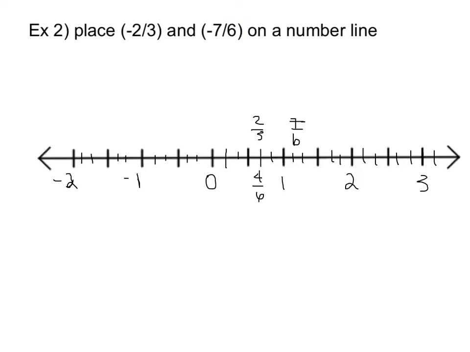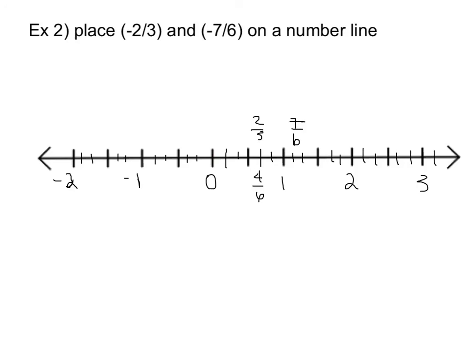I've already placed positive 2/3 and positive 7/6, even though that wasn't part of this problem. I know that negative 2/3 must be equal distance as positive 2/3. So if positive 2/3 takes up this much space, negative 2/3 must take up exactly the same amount of space going in the opposite direction. 7/6 is going to be the same thing. Since positive 7/6 takes up this much space from 0, then negative 7/6 must take up exactly the same amount of space going in the opposite direction. So now I can place those numbers on a number line.